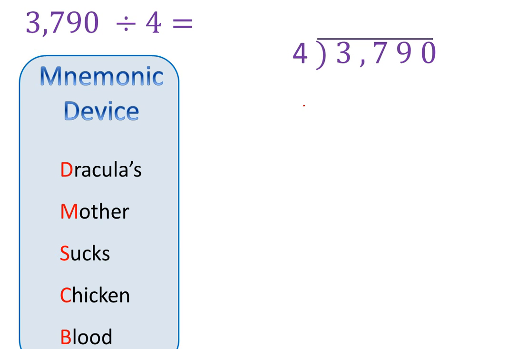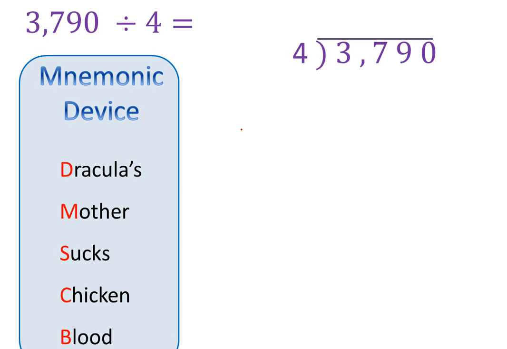What I like to do is refer to a mnemonic device, which is a string of sayings that's easy to remember, and it'll help me flow through the steps better. The mnemonic device I'm using today is Dracula's mother sucks chicken blood. Each letter stands for a different step in my long division cycle.